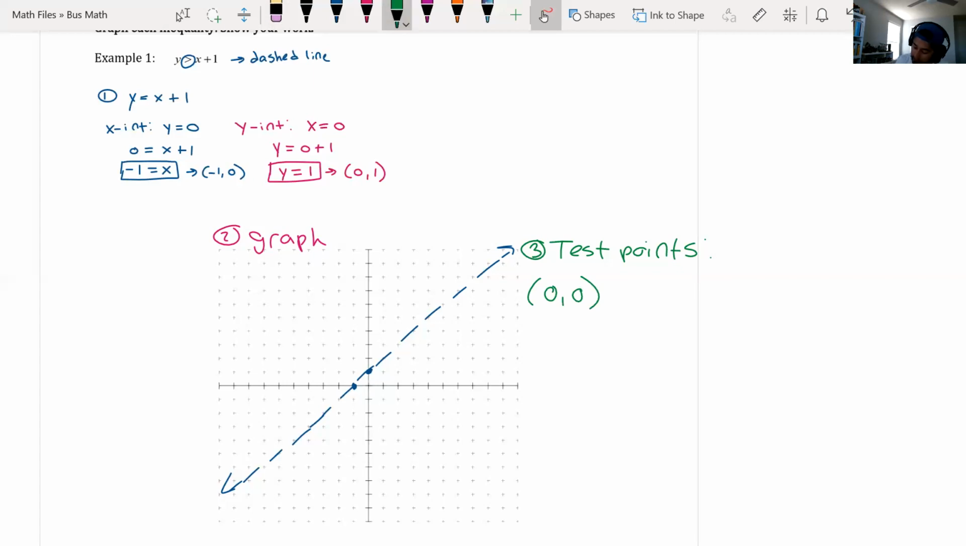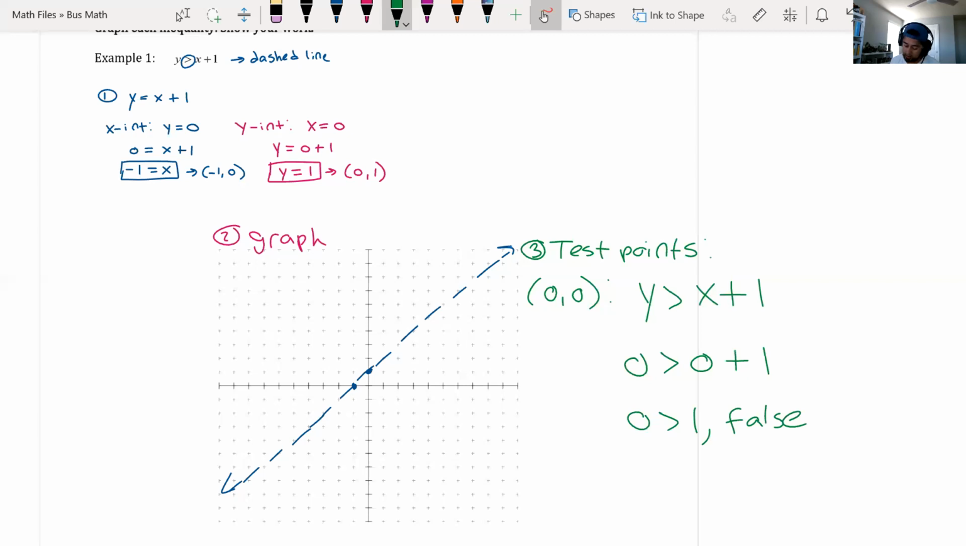Okay. So now what we're going to do is take this test point and plug it into the linear inequality above. So I'm just going to rewrite the linear inequality, y greater than x plus 1. And all I'm going to do here is plug in 0 for y and 0 for x. Let's see what the inequality is going to tell us. So I'm going to get 0 greater than 0 plus 1, and we're going to get 0 greater than 1. Now, is that a true statement? No, this is false.